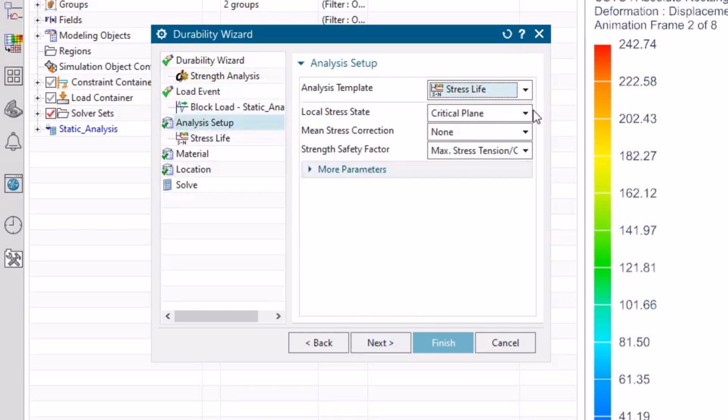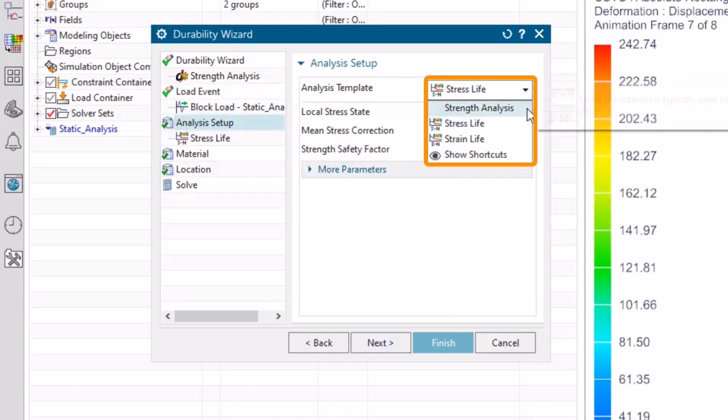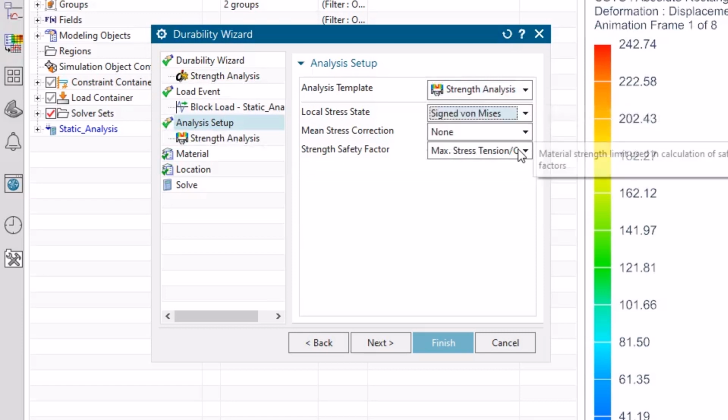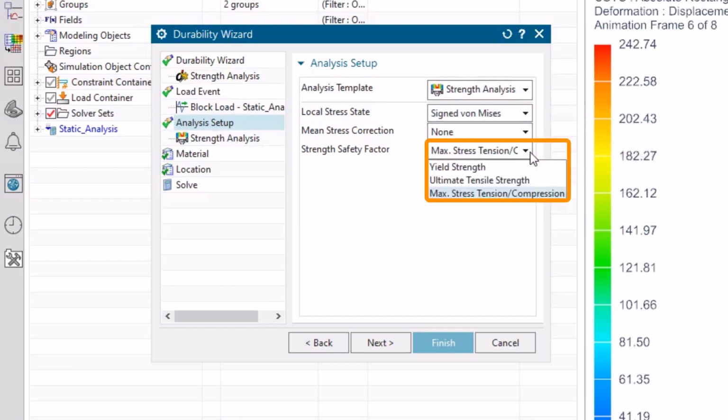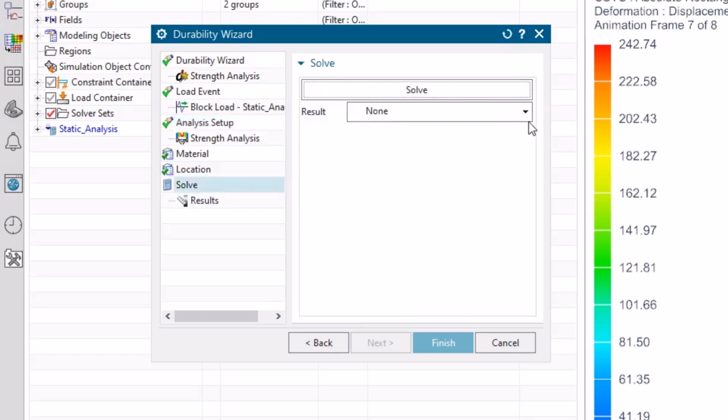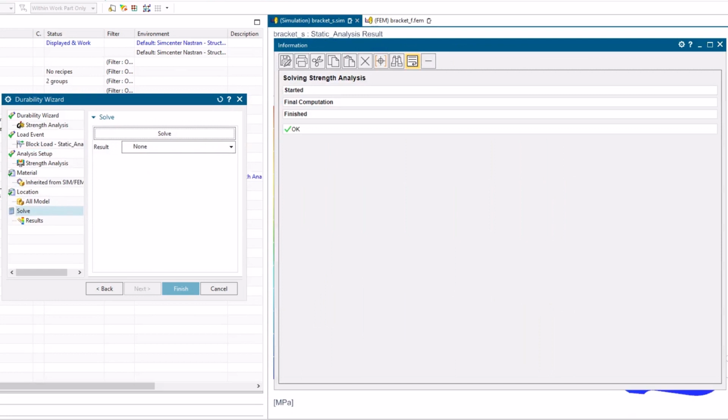The dedicated strength analysis template allows the user to generate static and safety factor contour plots without having detailed fatigue properties available. The wizard supports von Mises or critical stress directions for results calculation. Wizard definition is simplified such that you can now easily solve the wizard solution and generate results.